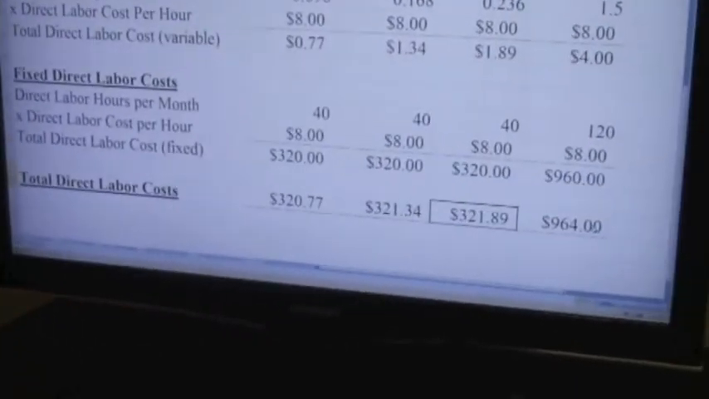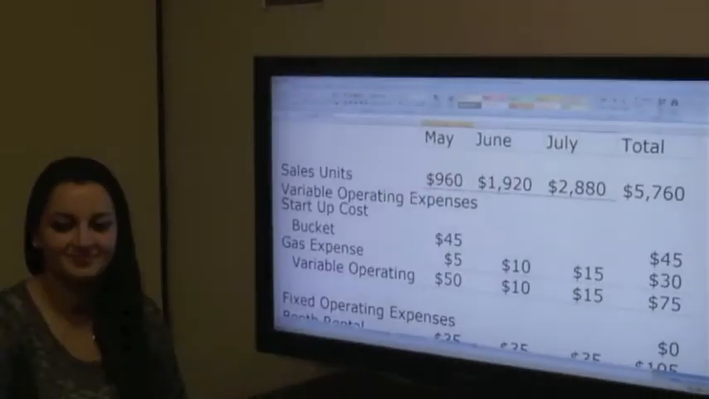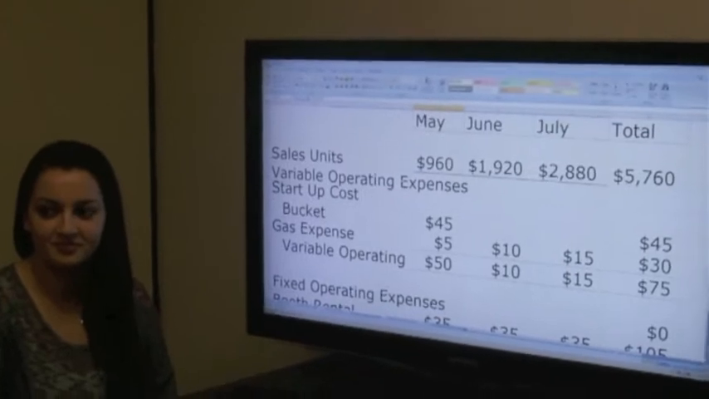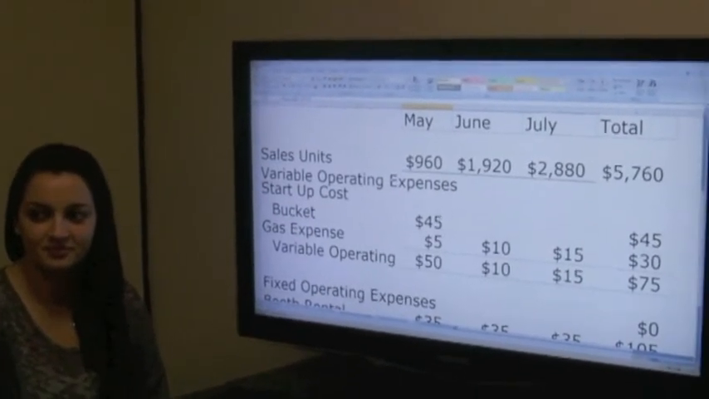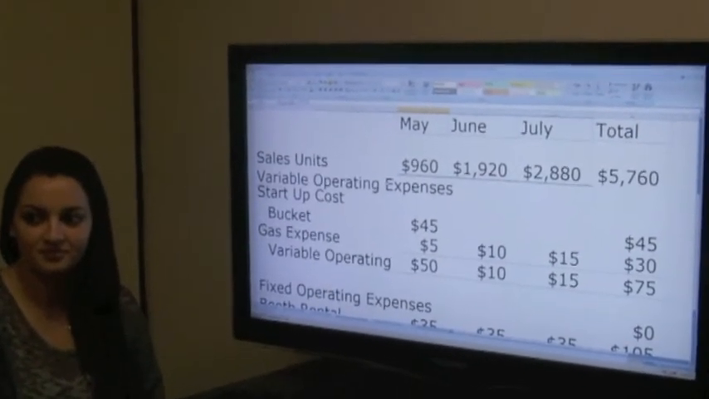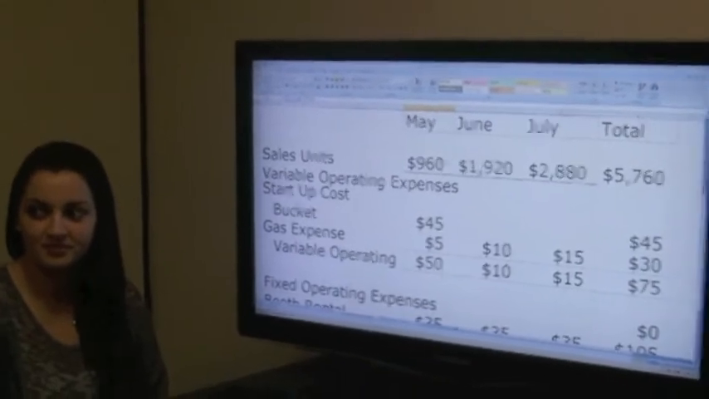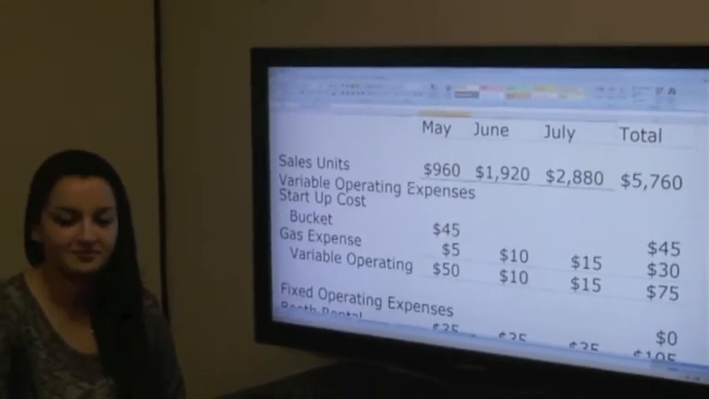Think about any other expenses you are likely to have, i.e. booth rental at a flea market or vendor license. Prepare the operating expenses budget for each of the upcoming 3 months.